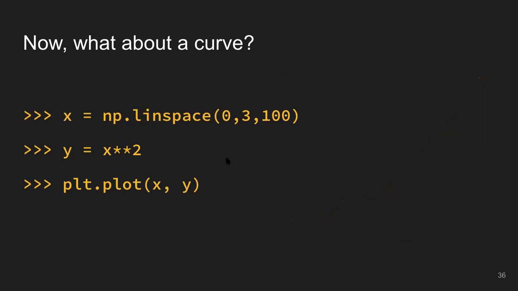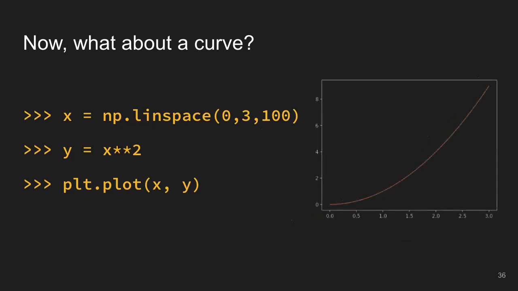So this is how we would correct that. You go np.linspace(0, 3, 100) steps, and you do y equals x squared, and now you get the parabola that you would expect for an x squared plot.